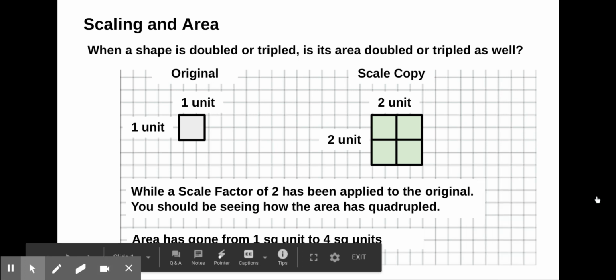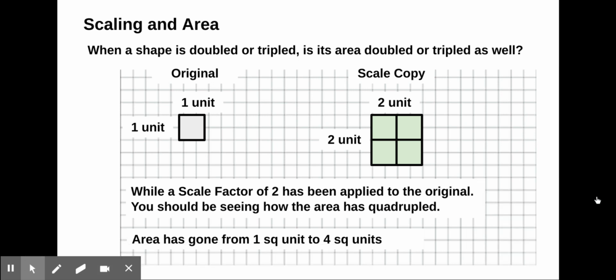Okay. Today's lesson, we're going to talk a little bit about scaling and area and what happens to the area of a shape. Since this is a discussion on geometry, we need to realize that there's a difference between scale and area. We may say something is twice the size with reference to scale, but that doesn't pertain to the area.